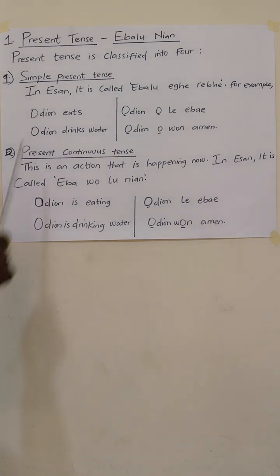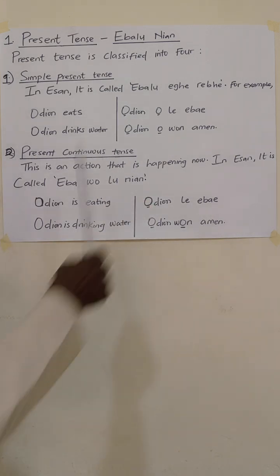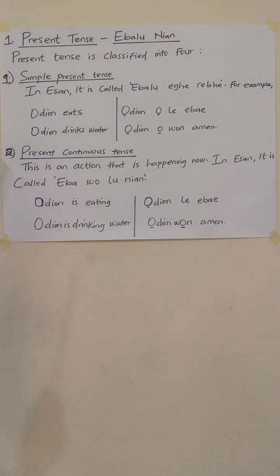For example, ojo is, ojo oliba, evireveja mire sunu. Ojo drinks water, ojo onwame, ojo onwame, ojo drinks water. That is simple present tense.